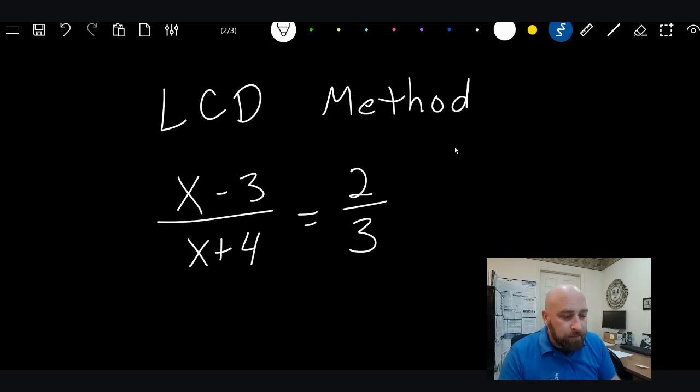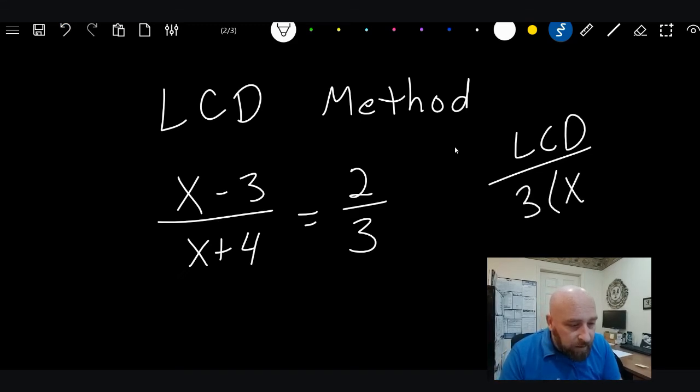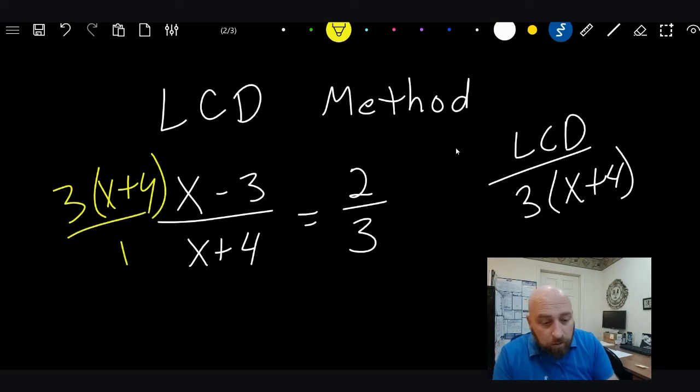But what is the LCD? The LCD is, well, there's nothing common. So the LCD is 3 times x plus 4. And so what I want to do now is I want to multiply everything times 3 times x plus 4 over 1, since we're dealing with fractions.